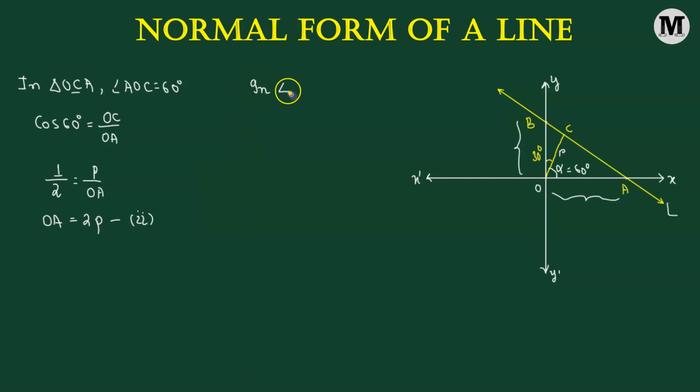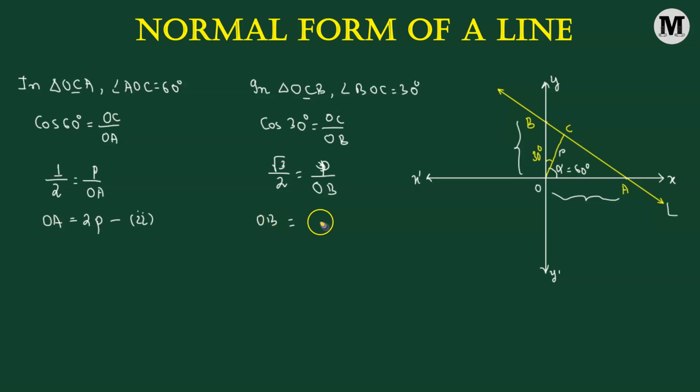So we consider the triangle OCB, which is right angled at C, and the angle BOC equals 30 degrees. Again, we take cosine of 30 degrees, which equals the adjacent length OC divided by the hypotenuse OB. Cosine of 30 degrees is square root of 3 over 2, so this equals p divided by OB, which means OB equals 2p divided by square root of 3. Let's label this as number 3.